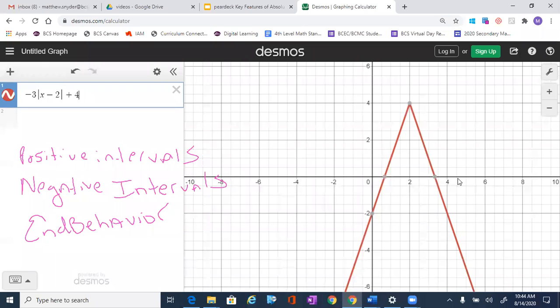So we're going to start with positive intervals, negative intervals, and finish with end behavior of this thing. So positive intervals, negative intervals, very nice and easy. You are going to pay attention to what is above the x-axis. So positive intervals are above the x-axis, and negative is below the x-axis. So nice and easy.